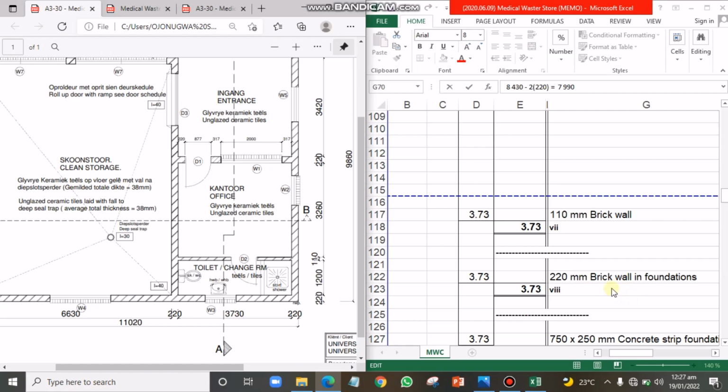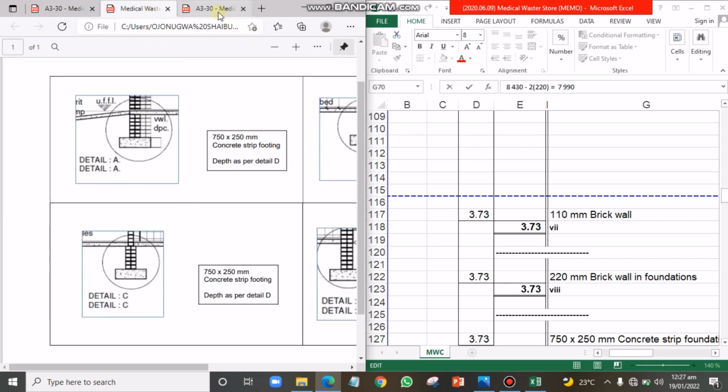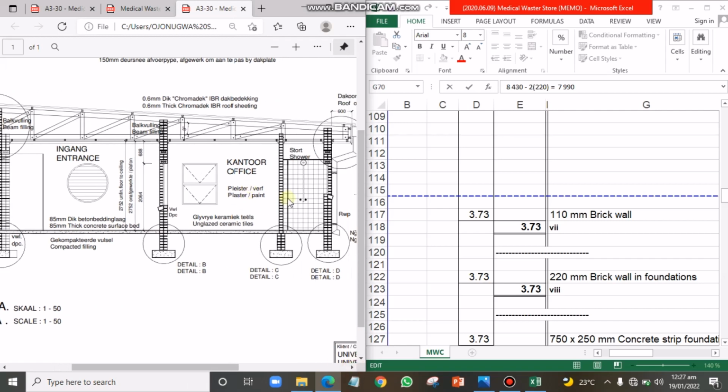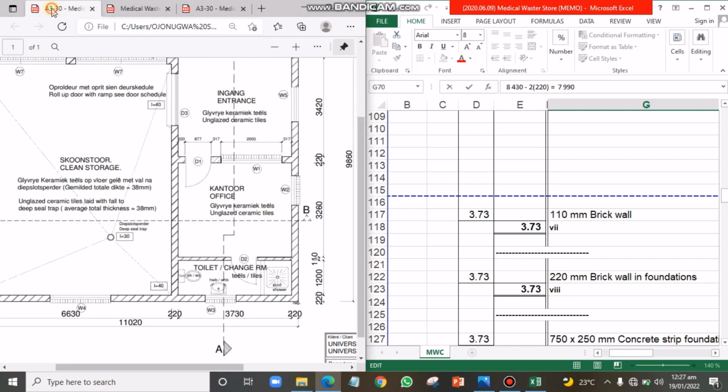But the block wall in foundation, this is going to only affect the superstructure. But in the foundation, remember that the block wall are usually the same throughout. Look at the details. Even if you look down into the section, you will discover that even when you have the 150 and 110 brick wall here, in the foundation it is still given as 220. So the brick wall in foundation will still maintain 220 brick wall in foundation. So it's still going to be 3.73 as given in the dimension, from this point to this point, 3.73.